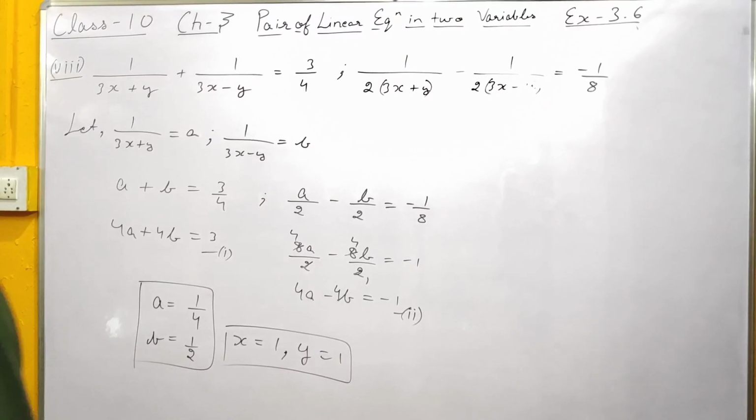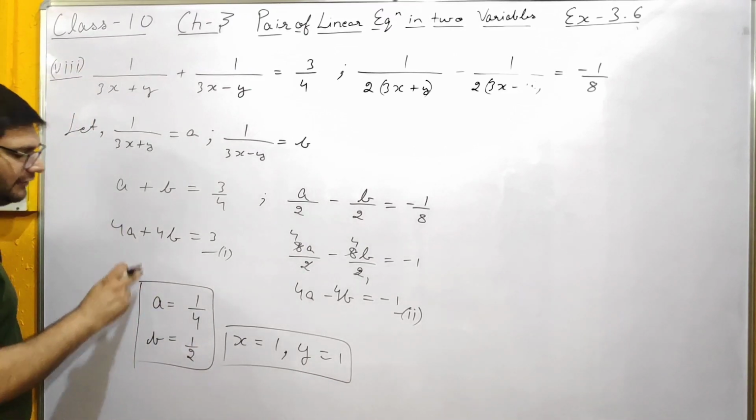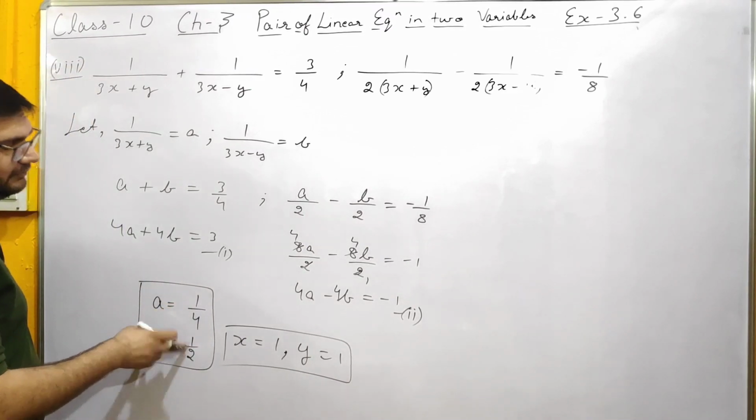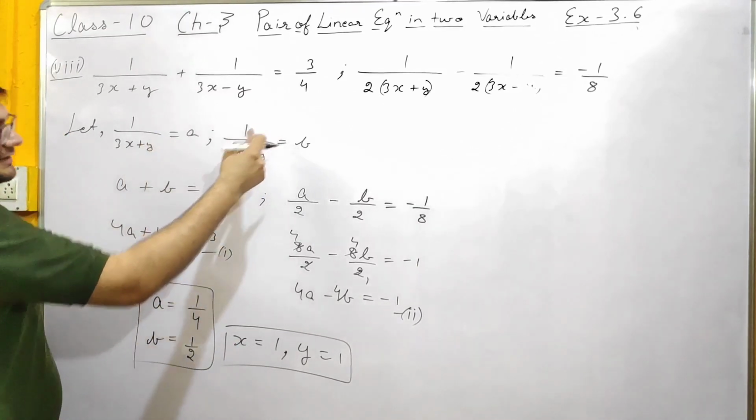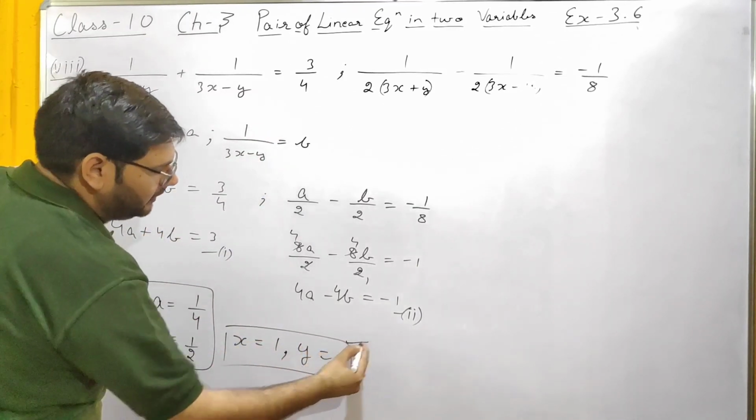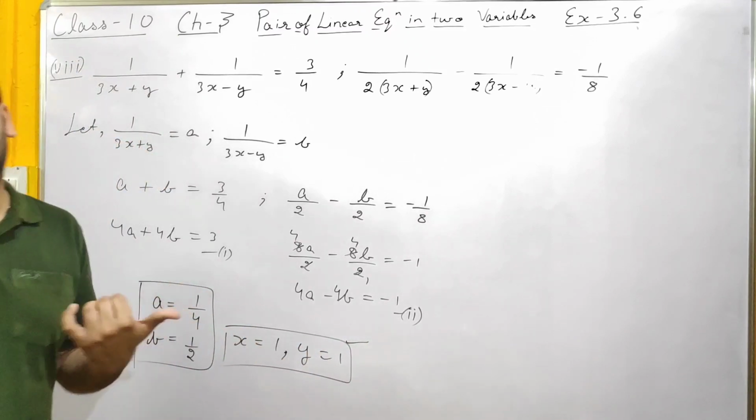And then after, when you solve them, you will find the value of a will come 1 by 4 and b will be 1 by 2. And then you will put the values back, then you will solve for x and y. x will be 1 and y will be 1. Just solve them and check your answers.